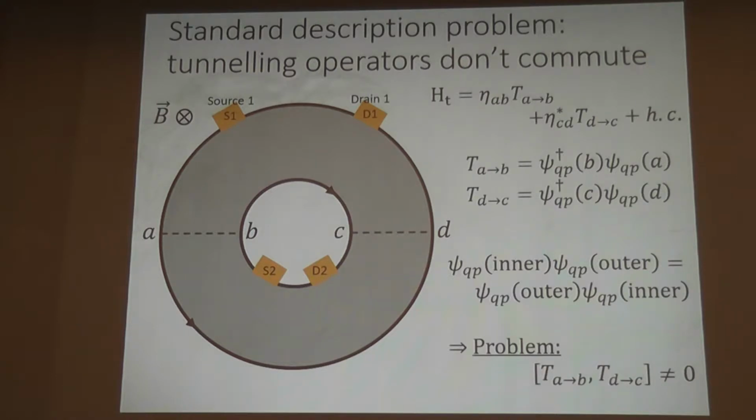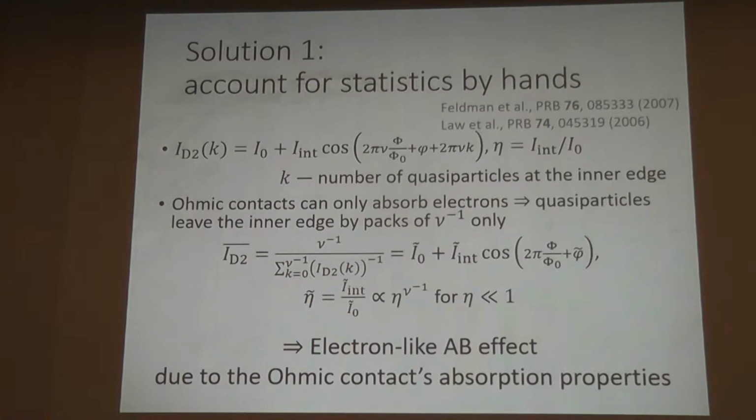And they should commute fundamentally for the simple reason that this tunneling process happens far away from this one. So if almost at the same time this quasi-particle tunnels here and then this one tunnels here, it should be the same as this one tunneling first and then this one, because they are far away from each other. No information can reach the other tunneling junction about what's happening in the first one in no time. So that's a problem. And in the literature, there are some solutions around this problem. The most simple one is to take the statistical phase into account by hand.